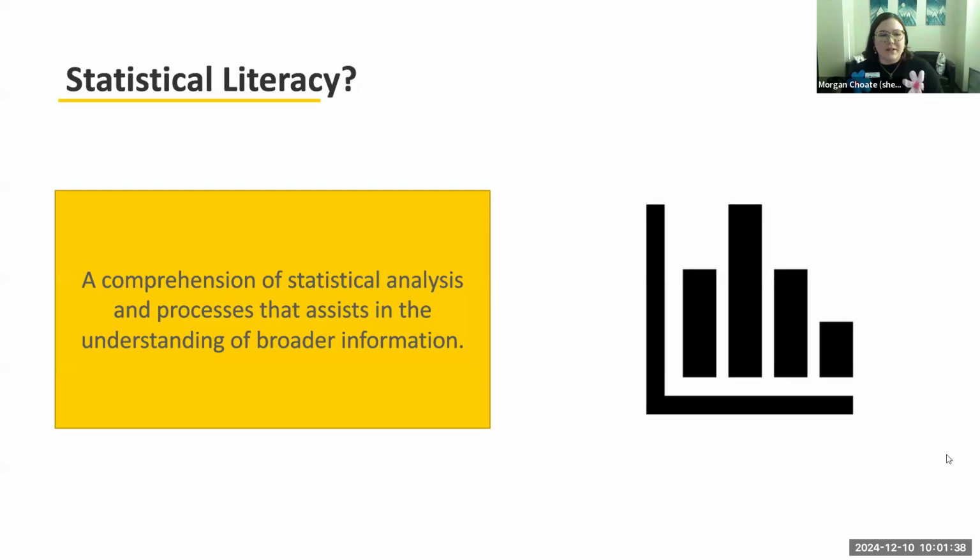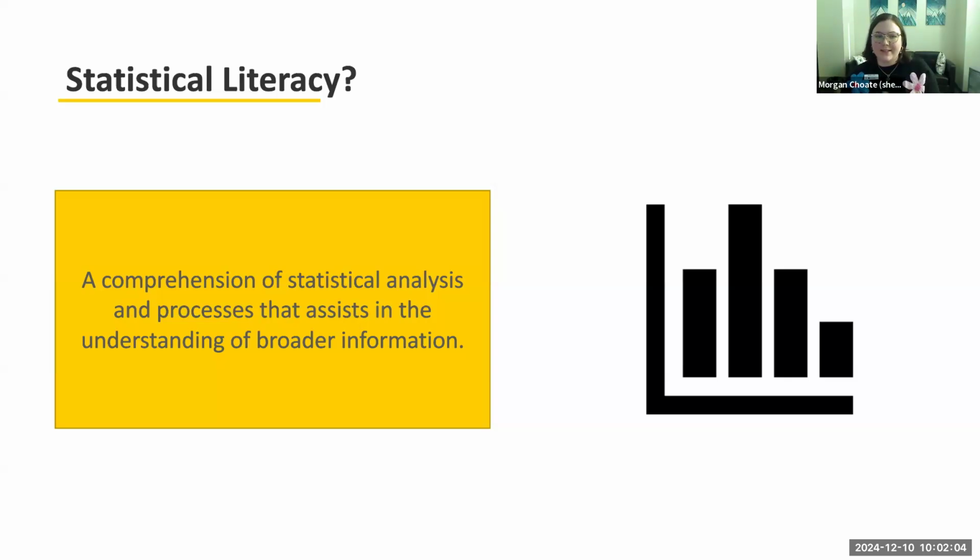So statistical literacy, I made a brief definition of for myself, which is just the comprehension of statistical analysis and processes that assists in the understanding of broader information. So similar to information literacy, being able to digest what might fit your needs, what might not. But with statistics, I think being a little bit more critical about it.